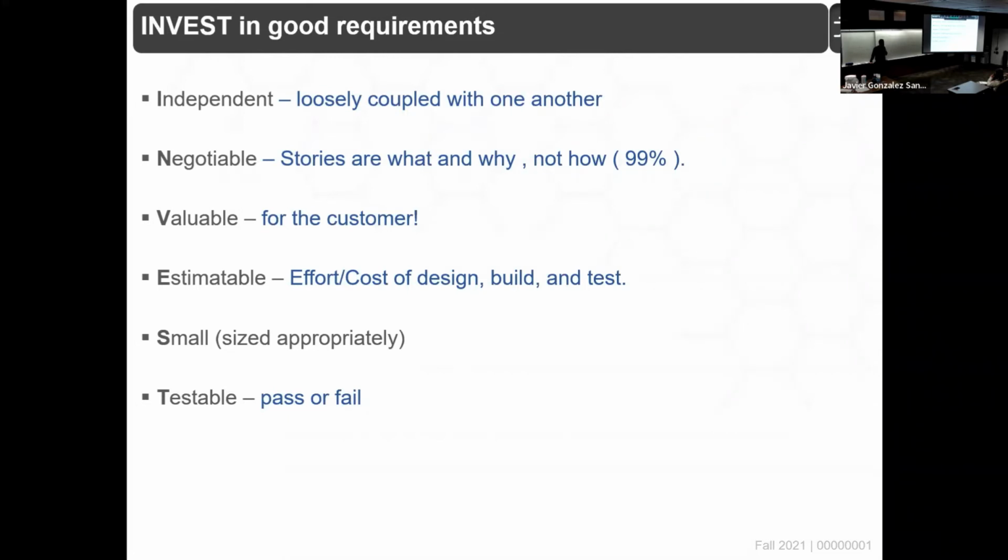Good to go: independent, negotiable, valuable, and I can estimate them. Small. This small is connected with the first one, independency. Independency gives you one, but now you need to ask yourself, that one, is it something that one person can do? Usually the question is one person. I am not telling you in 1 week or 1 month. I am just asking you, one single developer, can you do it without working with a team?